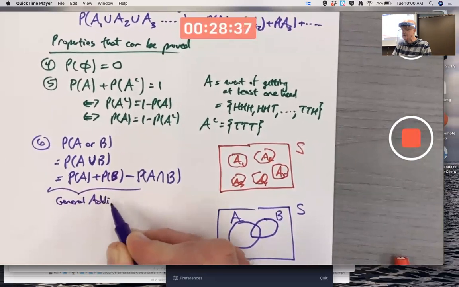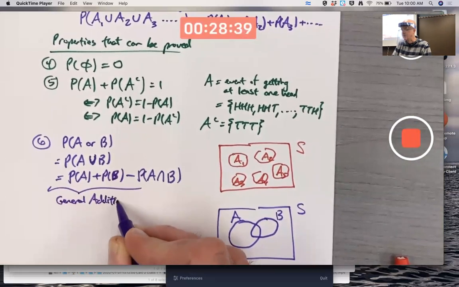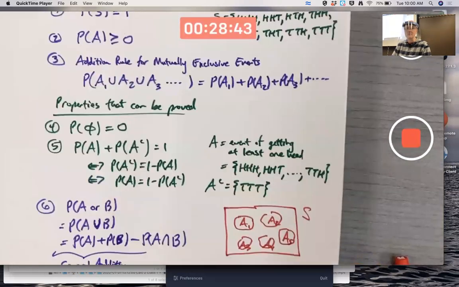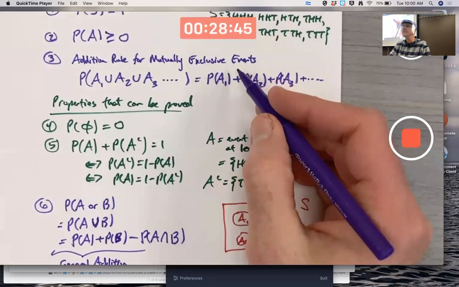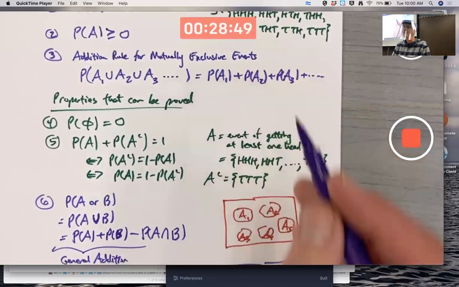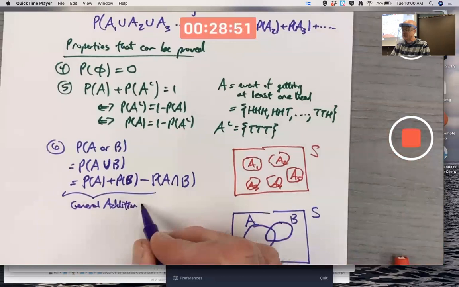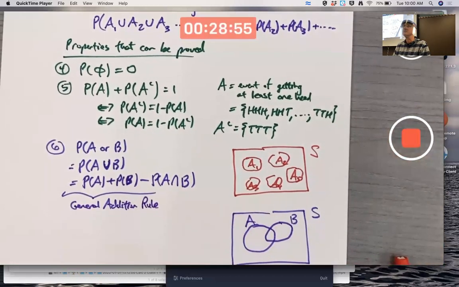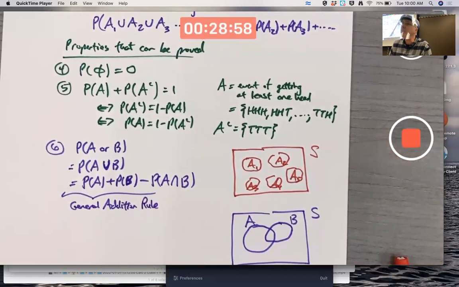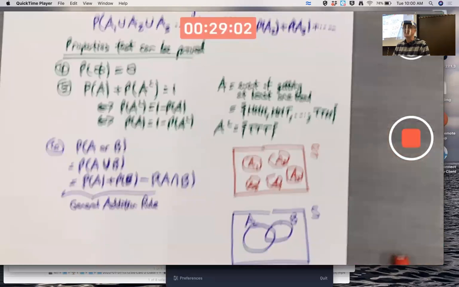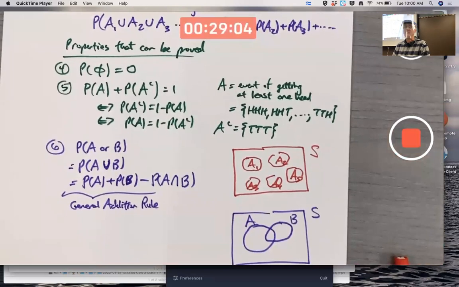The axiom, which is the special addition rule for mutually exclusive events, only works when those events are mutually exclusive. General addition rule. Always works. May not always be helpful, but it's always something that applies. Can be said to be true in any situation.